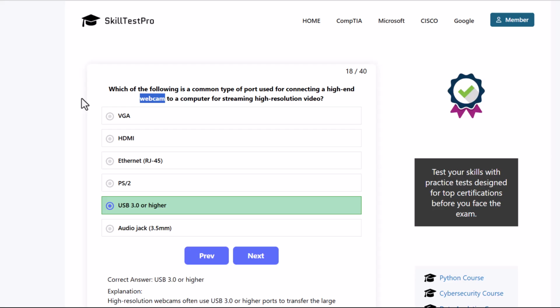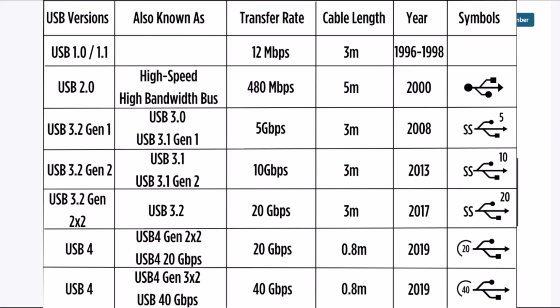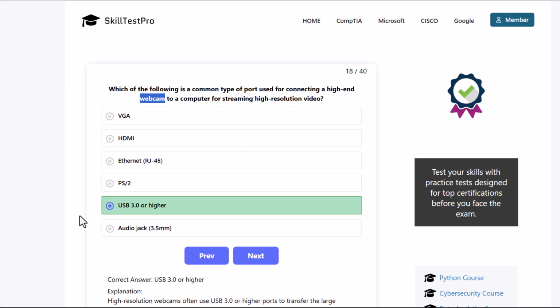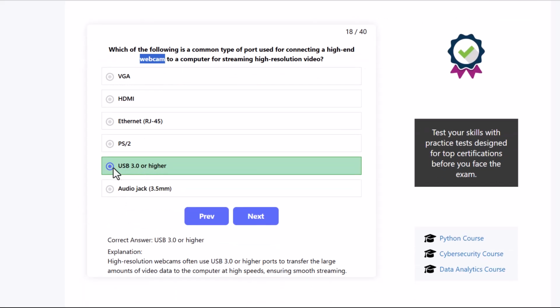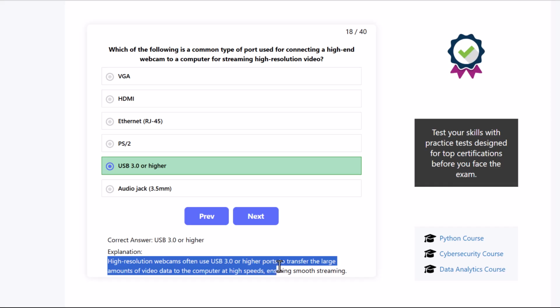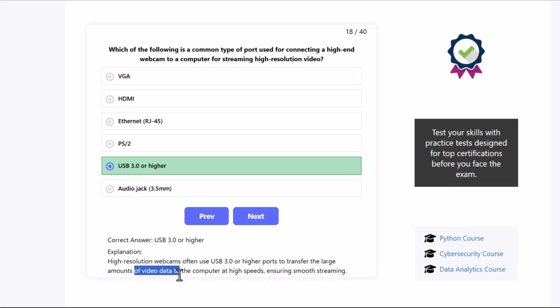As for USB 3.0, you should also know how much data transfer it has. It has, I believe, 5 gigabits per second, where, for example, USB 2.0 has only 480 megabits per second, as far as I remember. So that would be good enough, and the higher we go, USB 3.0, 3.1, 3.2, the higher data transfer we would be able to achieve. The explanation: higher resolution webcams often use USB 3.0 or higher ports to transfer large amounts of video data to the computer at high speeds, ensuring smooth streaming.